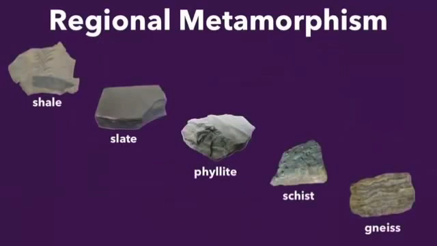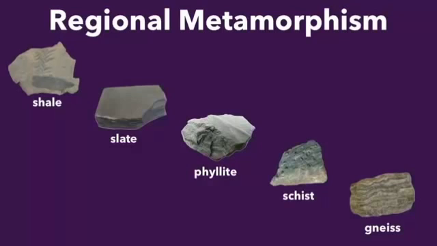Let's take a look at what we see here. This is a typical progression of metamorphism that occurs. Starting with the sedimentary rock shale, if you add heat and pressure, it will metamorphosize to slate. If you add more heat and pressure, it will become phyllite, more, and it will become schist, even more, and it will become the metamorphic rock gneiss.